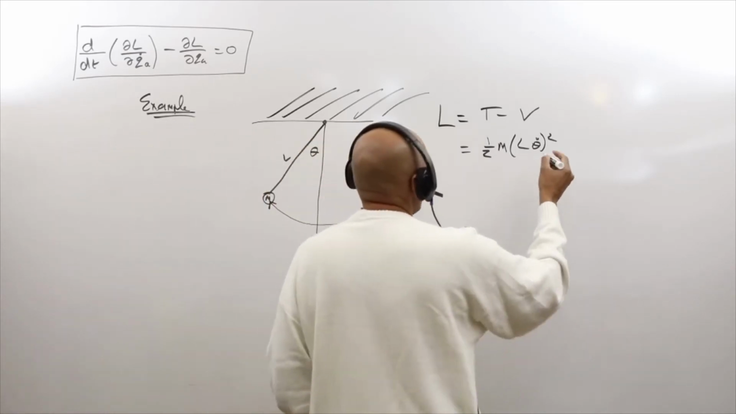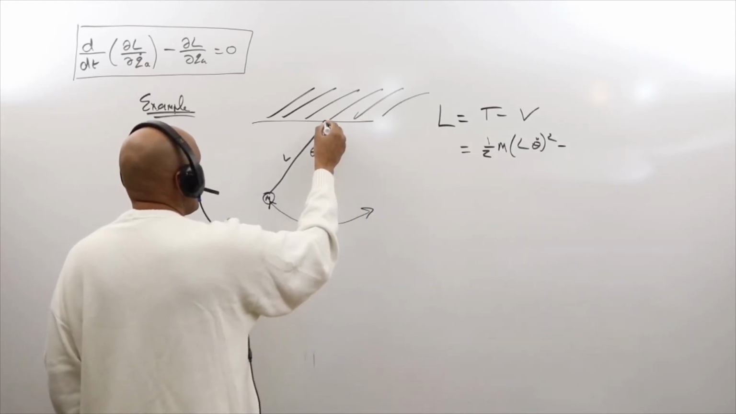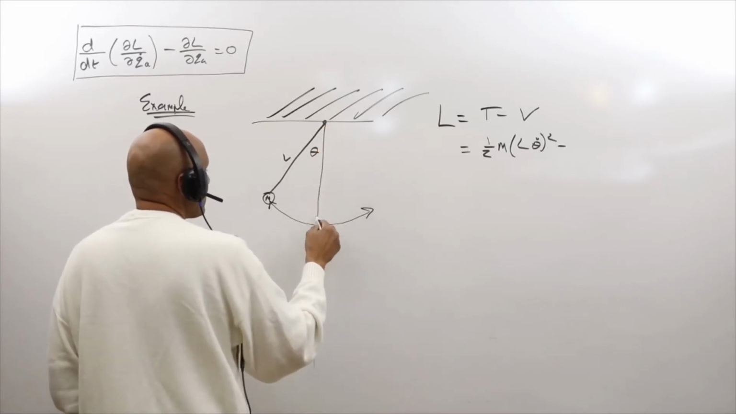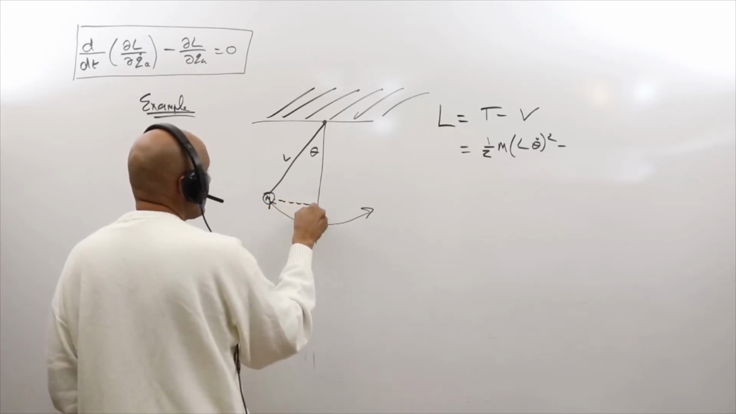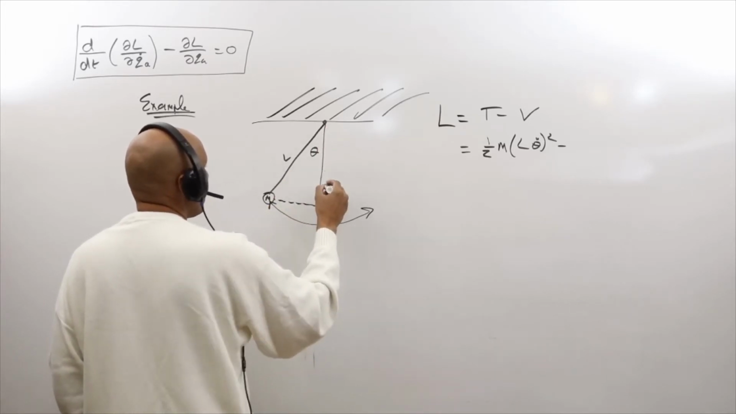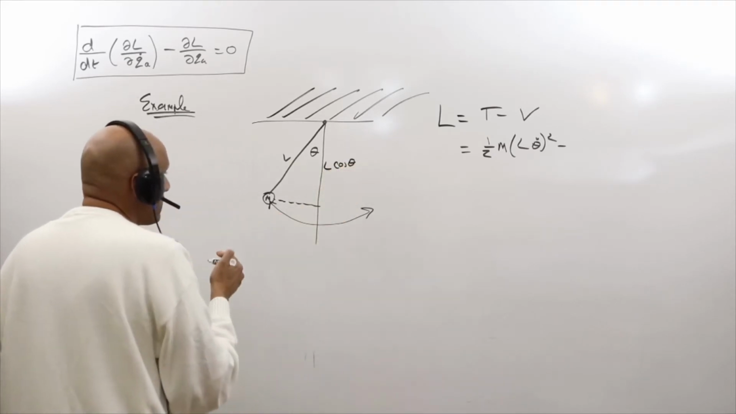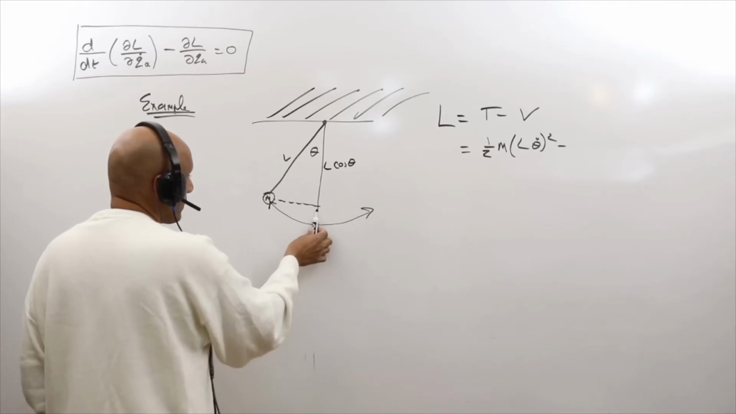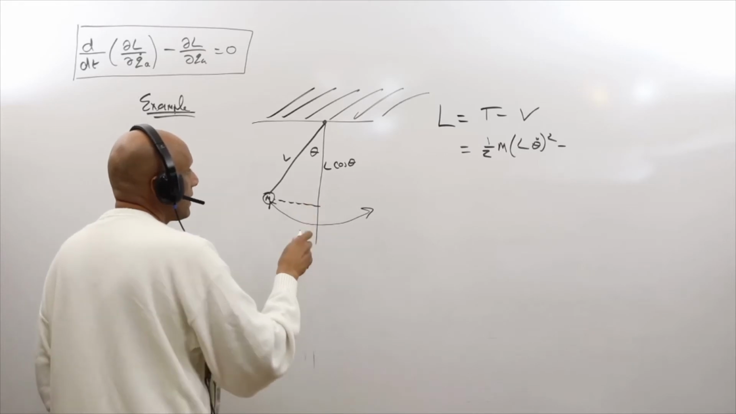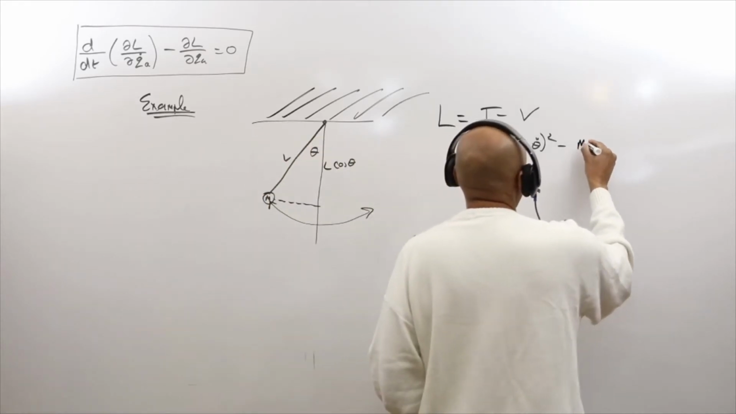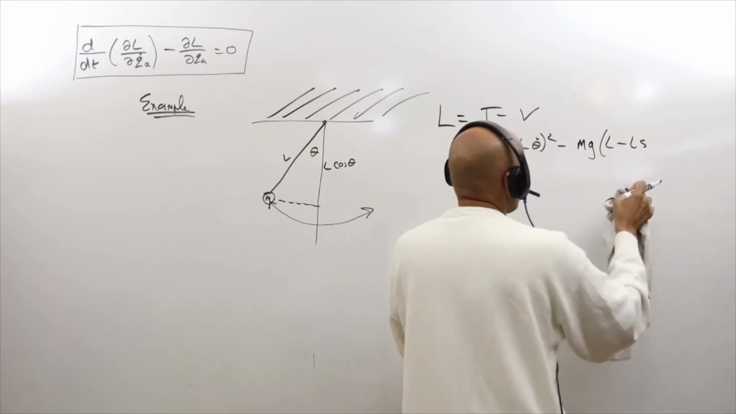Once we have that, we have the potential energy, and let's make it simple on ourselves. If you remember, this is the height L, and then this is the component of L after it swings theta. This component is given by L cosine of theta. So the height difference of the elevation from our zero point of potential energy would be L minus L cosine theta. So mg times L minus L cosine of theta.